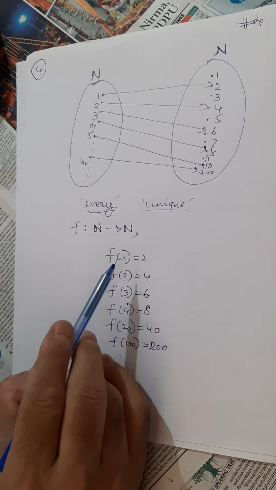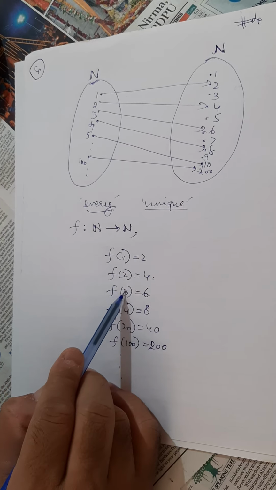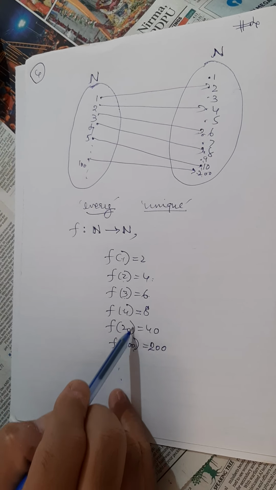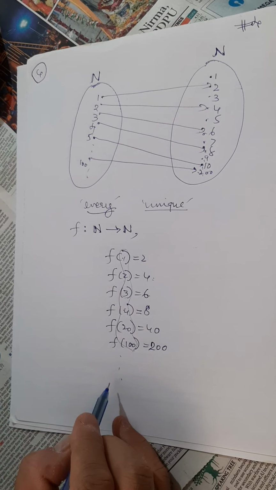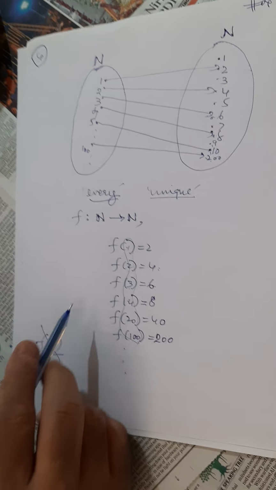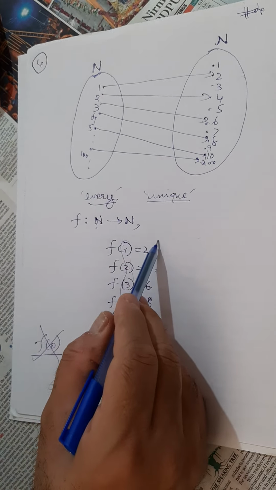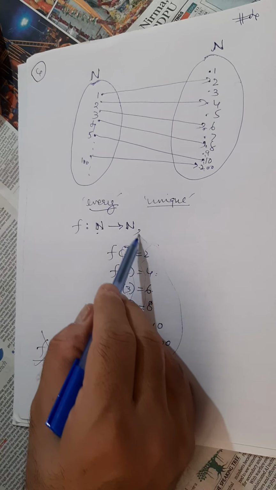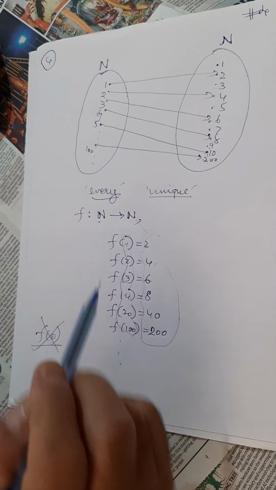And so remember here, this 1, 2, 3, 4, 5, all this comes from the domain. I cannot choose f of 0. This is not the correct way of doing it, because 0 is not there in the domain. And the corresponding member should come from the codomain only. This is the domain, this is the codomain.